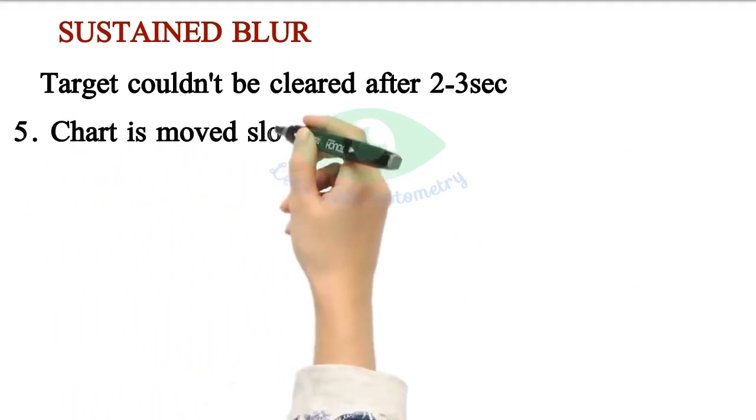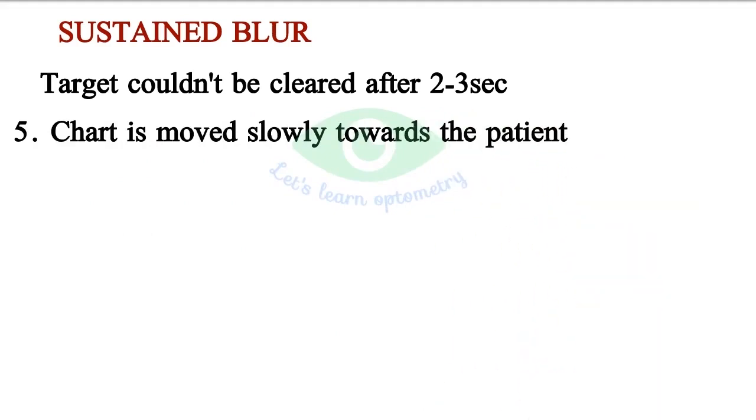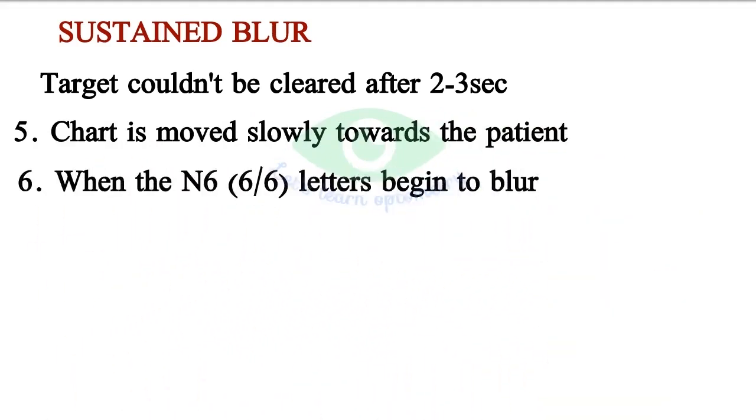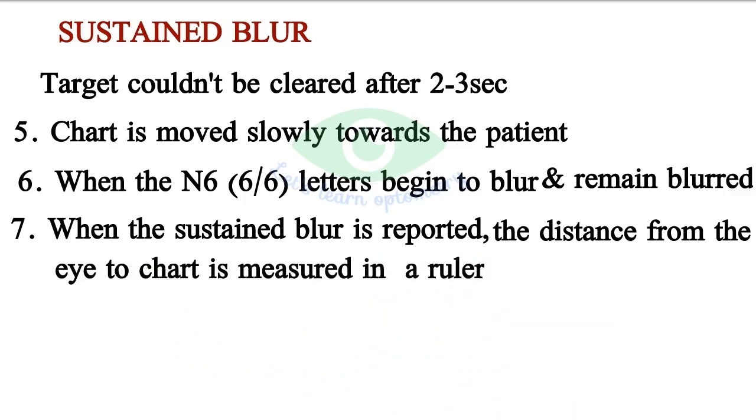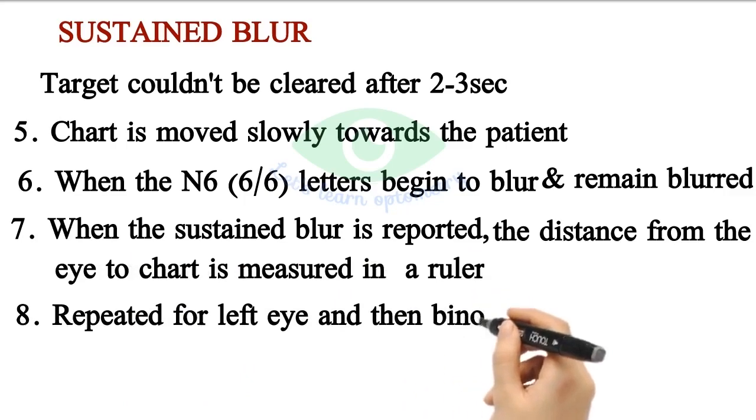After ensuring that the patient understood the procedure completely, we can begin the test by slowly moving the target towards the patient. Move until the patient reports first sustained blur. When the sustained blur is reported, the distance from the eye to the chart is measured with a millimeter ruler. Repeat the same procedure for the left eye and then binocularly.